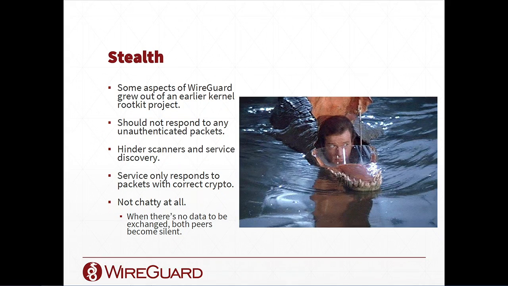As I mentioned, this grew out of a rootkit project, and so being stealthy is super important. We don't want WireGuard to respond to any unauthenticated packets. It should be completely silent unless it's talking to a legitimate peer. This completely hinders scanners and service discovery. All the Zmap stuff will never find anything in WireGuard because it just won't be able to find the existence of WireGuard endpoints. And so the service only responds to packets that have correct crypto. It's also not chatty, so when there's nothing to be sending through the tunnel, it just goes to sleep and stops sending anything.